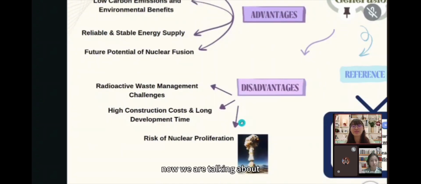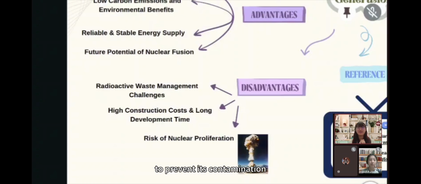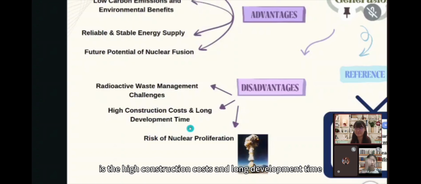Now we are talking about the disadvantages of nuclear energy. The first challenge is radioactive waste management. Nuclear reactors produce radioactive waste, which can take thousands of years to decay and must be stored securely to prevent contamination.